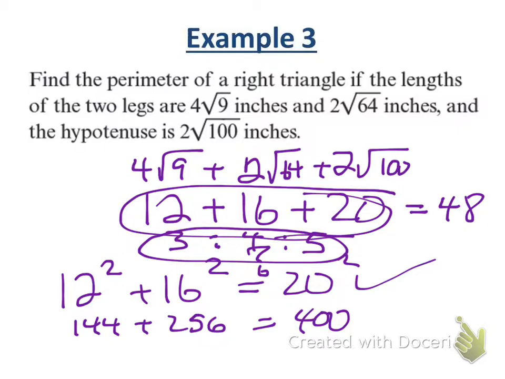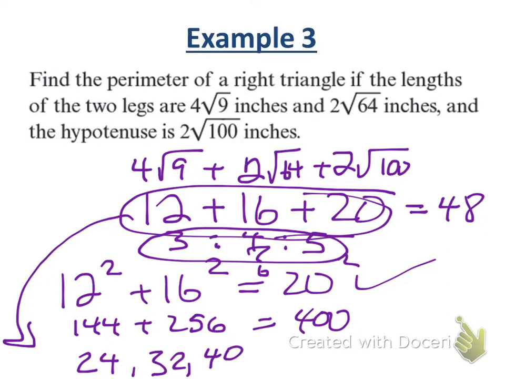So every multiple of a Pythagorean triple is another Pythagorean triple. If you multiply 12, 16, 20 by 2, you get 24, 32, 40. That's also a Pythagorean triple. But 1, 2, 3 isn't a Pythagorean triple. 6, 8, 10 is one.